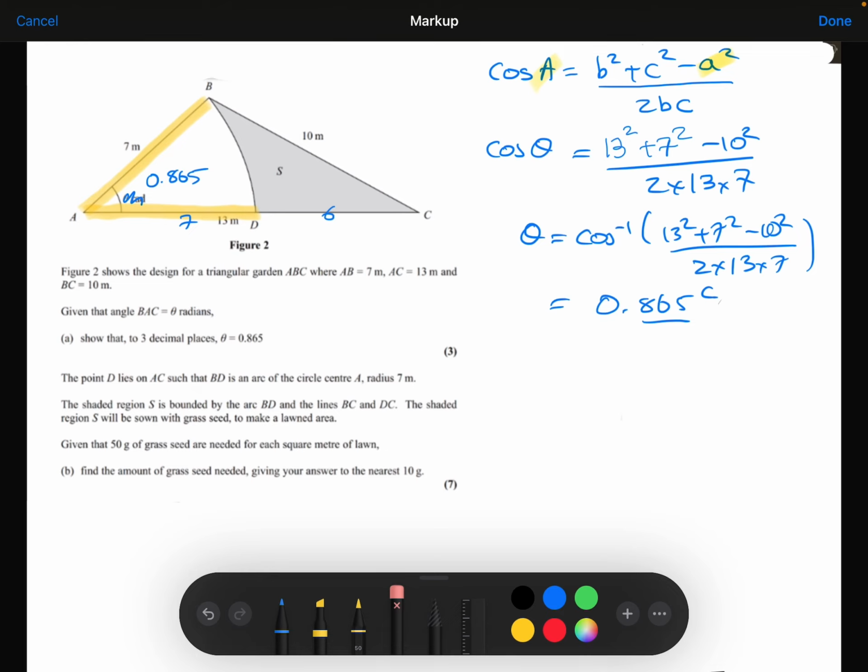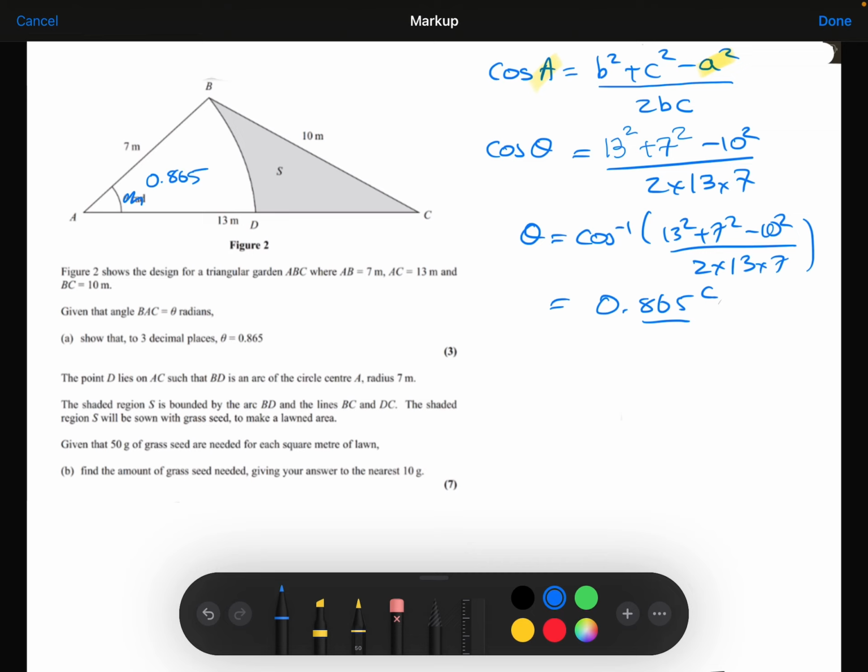Let's carry on reading. The shaded region S is bounded by the arc BD and the lines BC and DC. The shaded region S will be sown with grass seed to make a lawned area. Given that 50 grams of grass seed are needed for each square metre of lawn, find the amount of grass seed needed, giving your answer to the nearest 10 grams. Okay, so we want the shaded area, because then that's going to tell us how much grass seed we need.